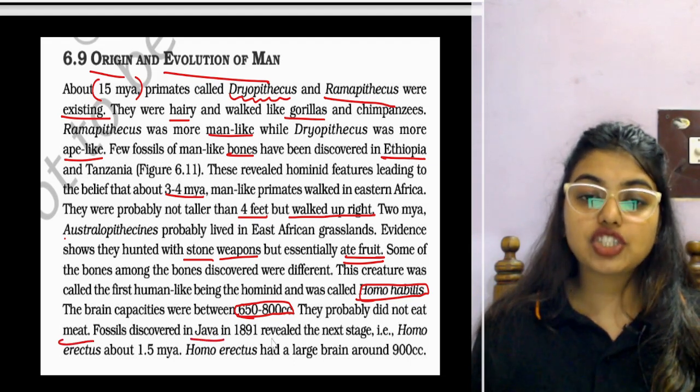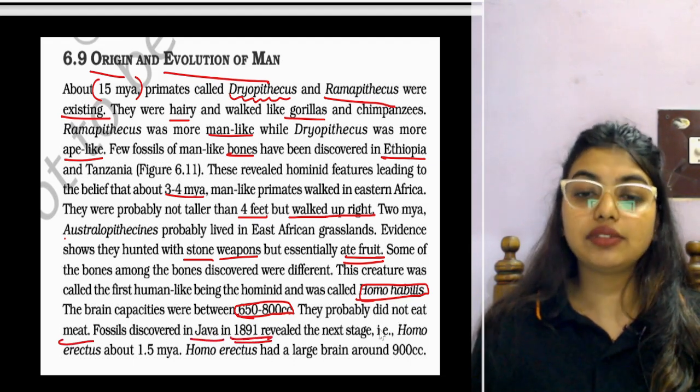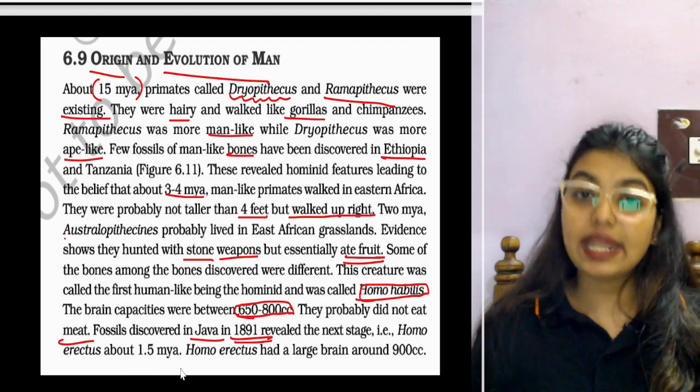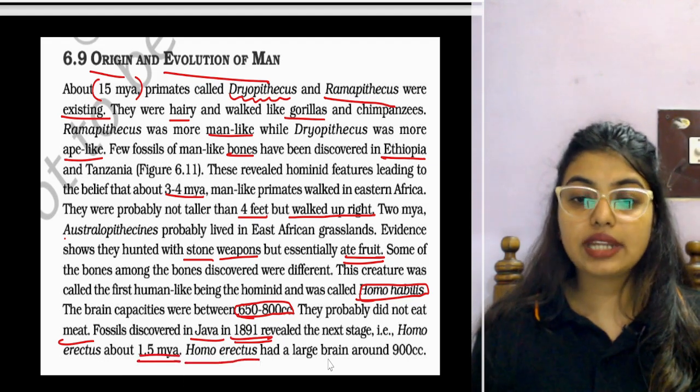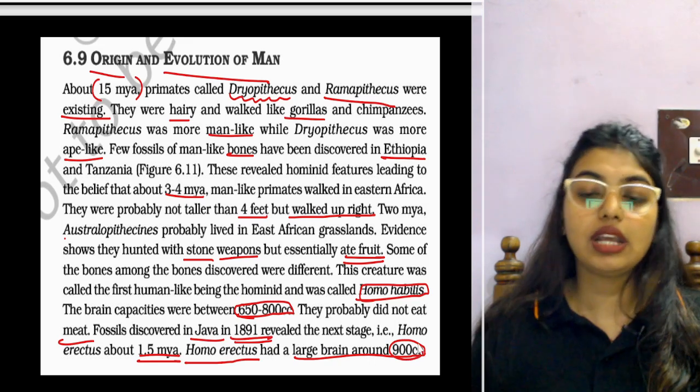Fossils discovered in Java in 1891 revealed the next stage, Homo erectus, about 1.5 billion years ago. Homo erectus had a large brain of around 900 cc.